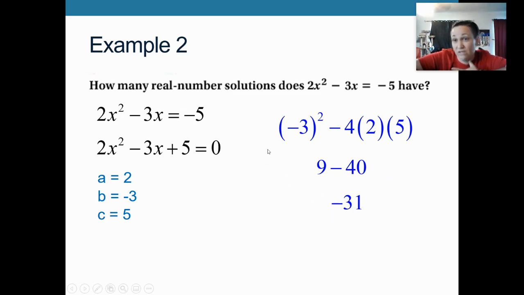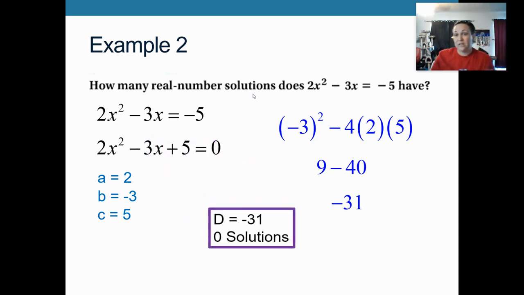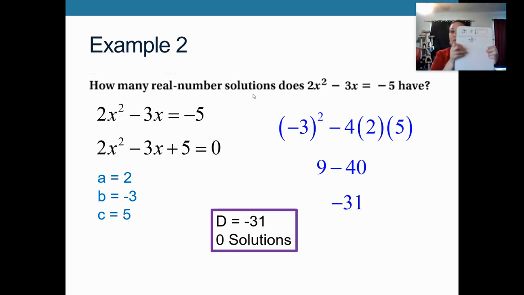But that question wanted how many real solutions does it have? So if you look at your first video notes, you will see that when the discriminant is negative, there are no solutions, 0 solutions. So remember, that means that we're taking the square root of a negative number, which is not mathematically possible. So this would have 0 solutions. One more example, and then we're done.